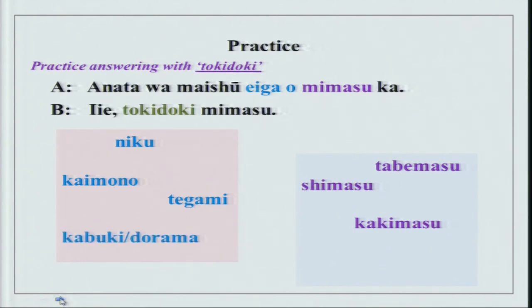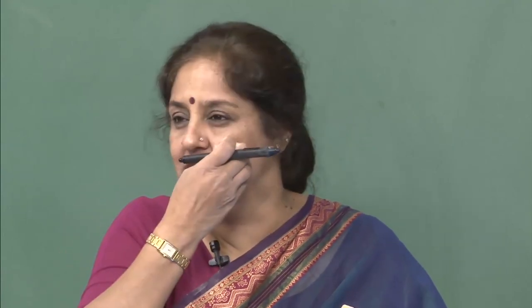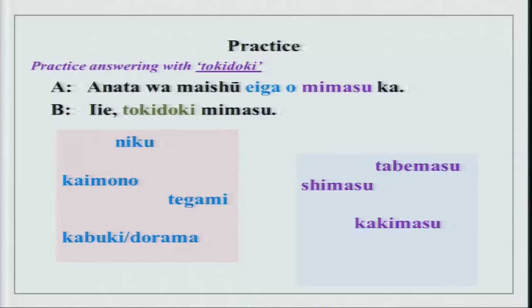In the end, we have kabuki and dorama. Kabuki is the traditional drama form of Japanese, where it is similar to our, I would say, Kathakali, because only male characters perform in kabuki all the time. Female characters are not there. All female characters are also performed by male characters. So that is one speciality of kabuki, and this is a traditional Japanese drama form. So well, let us see what it is. Mimasu. Anata wa maishu kabuki mimasu ka? Iie, tokidoki mimasu.